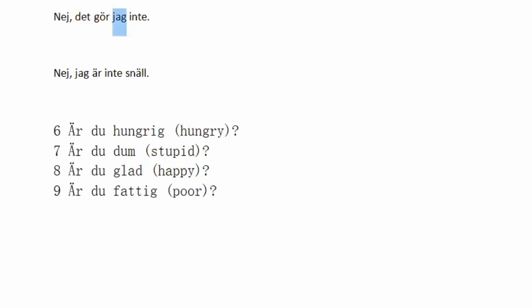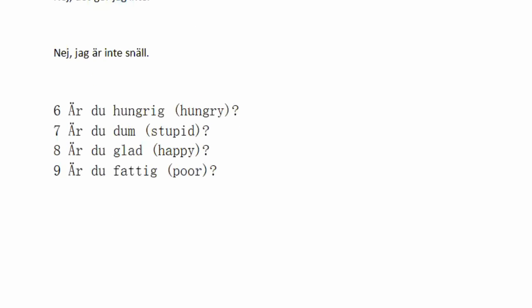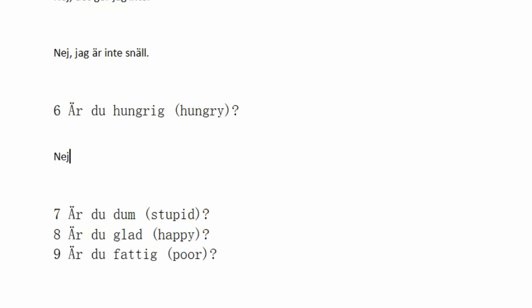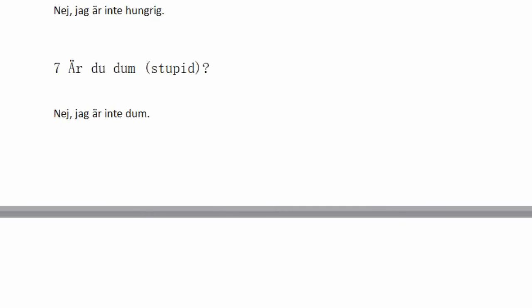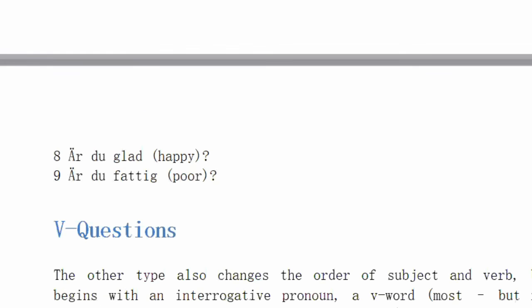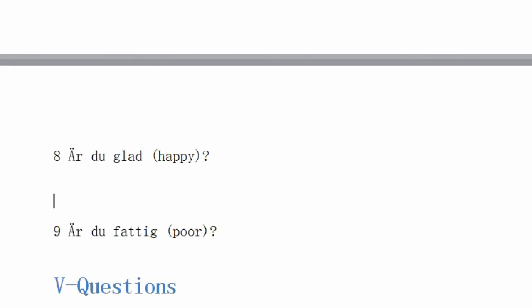The next one is är du hungrig? Are you hungry? Nej, jag är inte hungrig. No, I'm not hungry. Next one is är du dum? Means are you stupid? Nej, jag är inte dum. No, I'm not stupid. So we don't have to use the fixed expression. We can use this also, right? That's what we discussed in the last lesson also. It's not compulsory, it's optional. If you know both ways, it's good for you, but you can use the simple one.